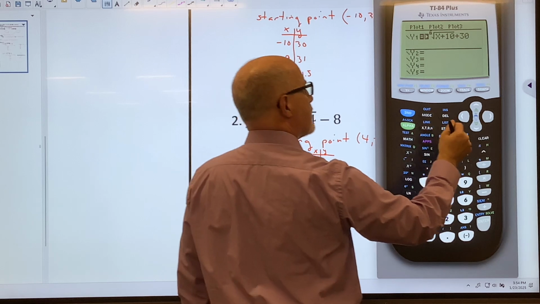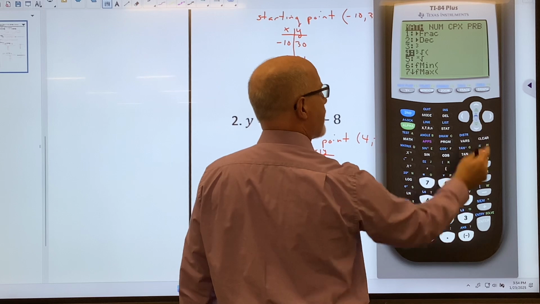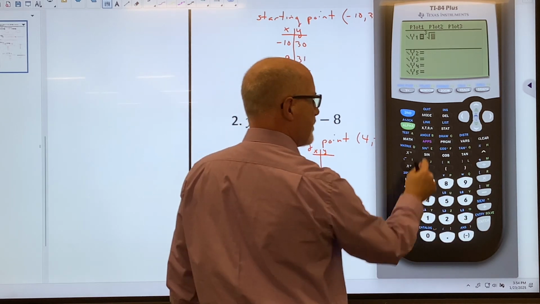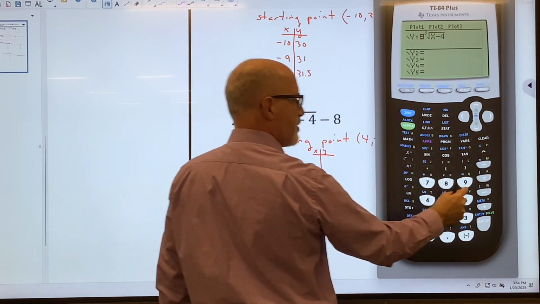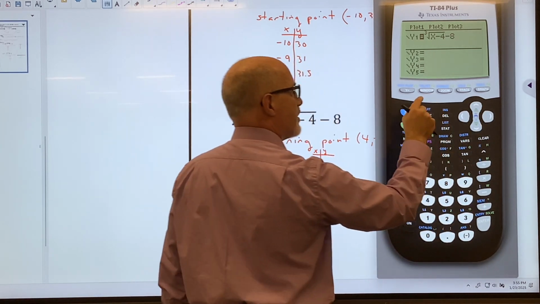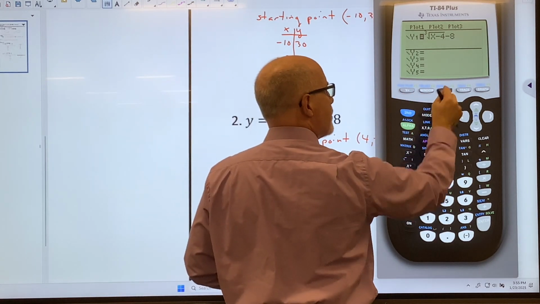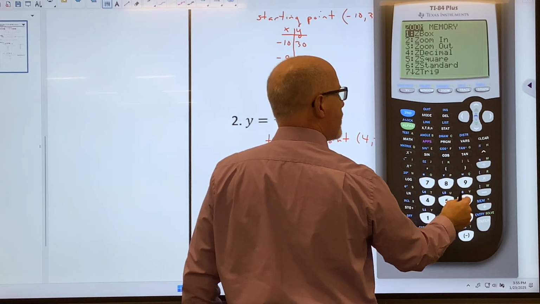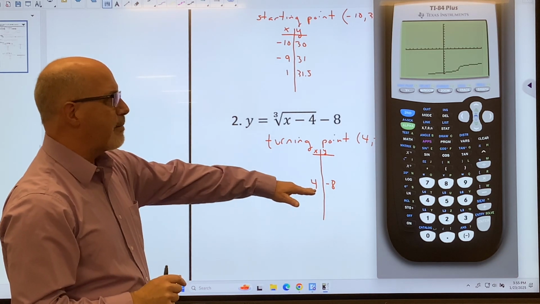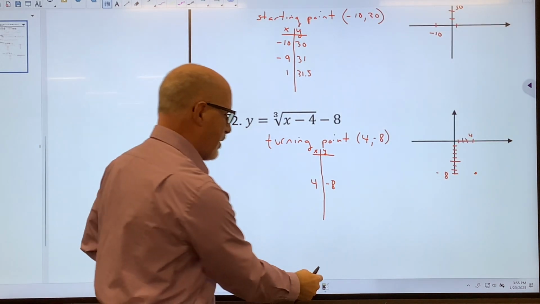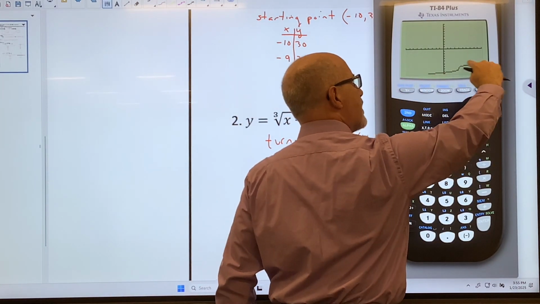So if we go to y equals, I'm going to clear this one out, and I'm going to do a cube root. If I go to the math menu, I can go down, there's a cube root, and I'll do x minus 4, and get out of the cube root, and then subtract 8. Now, remember I changed my window, so I'm going to hit zoom standard to get to my standard graph. So notice that I'm down near the bottom of the graph here, which I can see pretty well, so I'm okay with how the curve shows up here, and curves into it and then curves out.